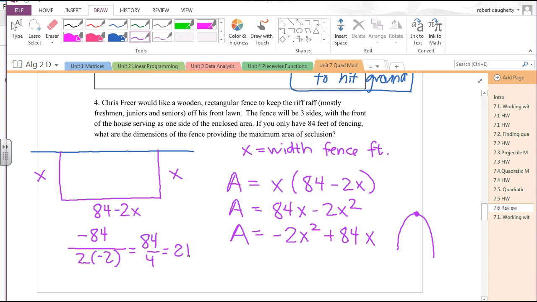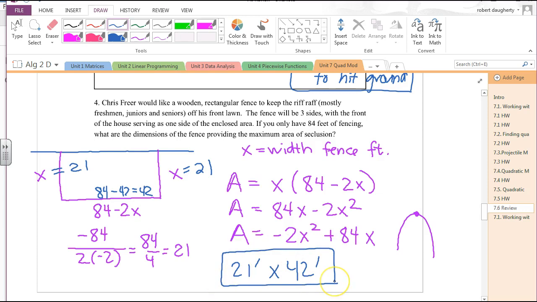So let's go back to the question. What are the dimensions of the fence? I've just learned that this is 21, that's 21, and this is going to be 84 minus 42, which is 42. So this area is going to be 21 by 42. Those are the dimensions that will maximize the area for Chris Fair's fence.